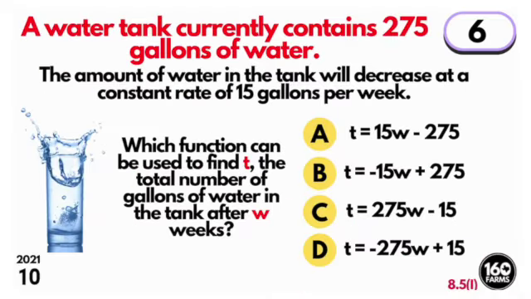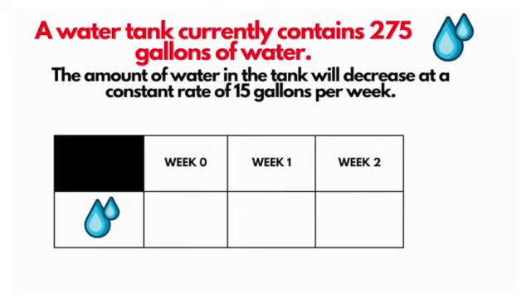Number 10, a water tank currently contains 275 gallons of water. The amount of water in the tank will decrease at a constant rate of 15 gallons per week. Which function can be used to find T, the total number of gallons of water in the tank, after W weeks? All right, we're working with linear equations here.